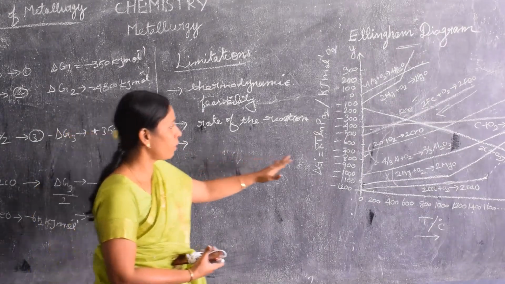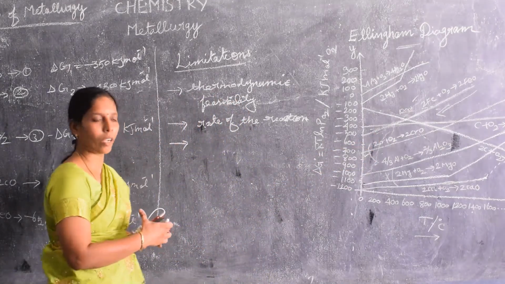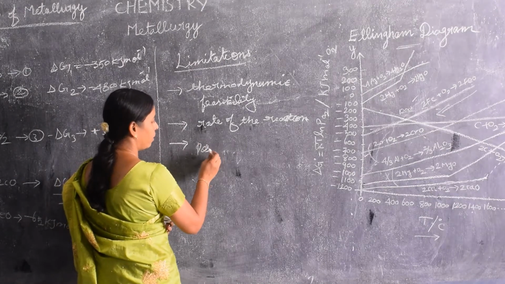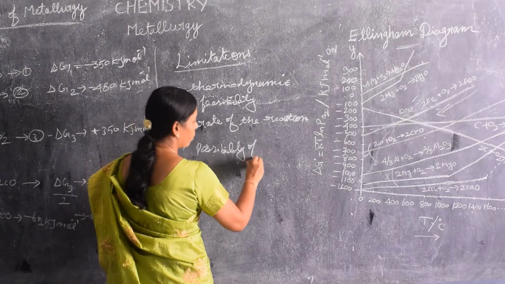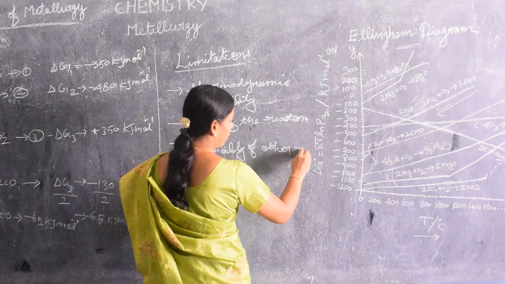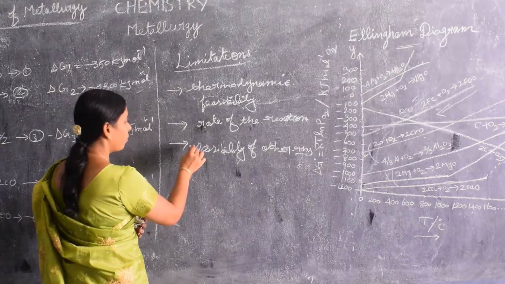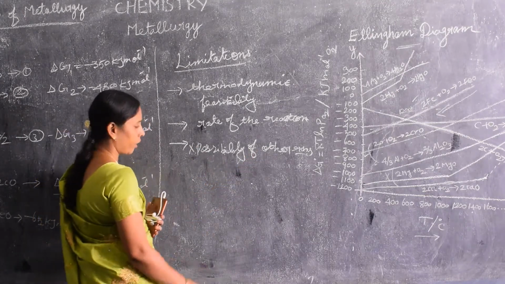Only thermodynamic feasibility of the reaction சொல்லிருக்காங்க, அஞ்சி metal oxide சொல்லிருக்காங்க. But other reactions பத்தி இங்க எதுவும் சொல்லல இல்லையா. So possibility of the other reactions does not show. Other reactions சொல்லல இல்லையா. Does not give any information about possibility of the other reactions.